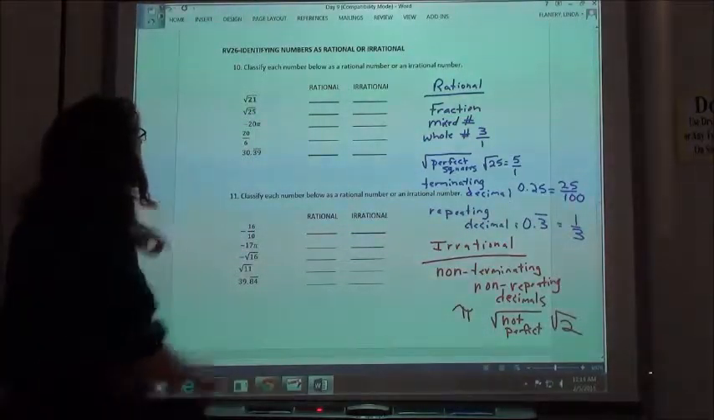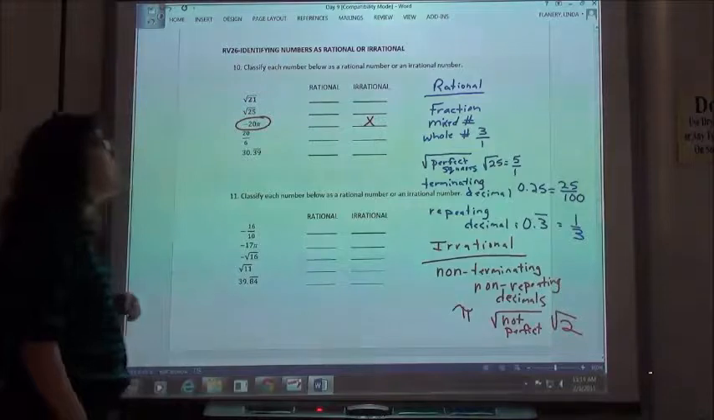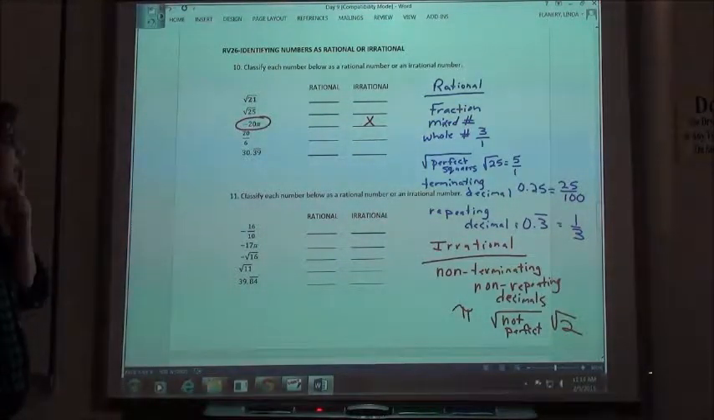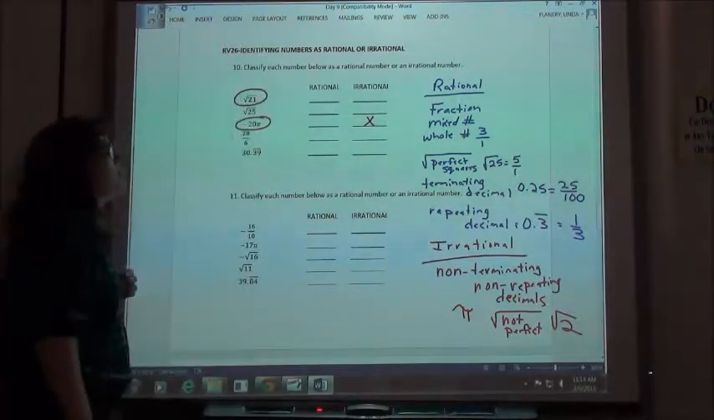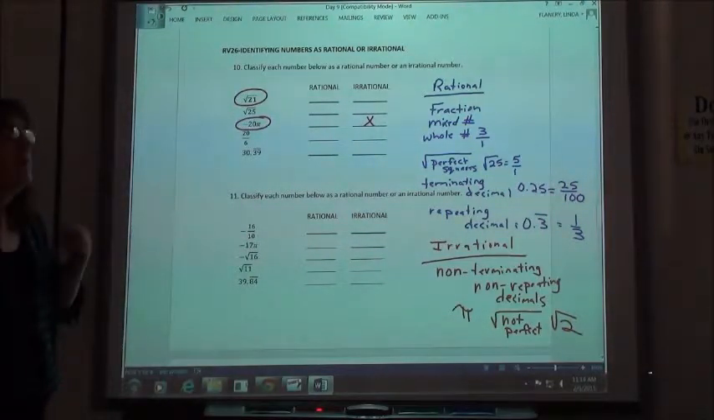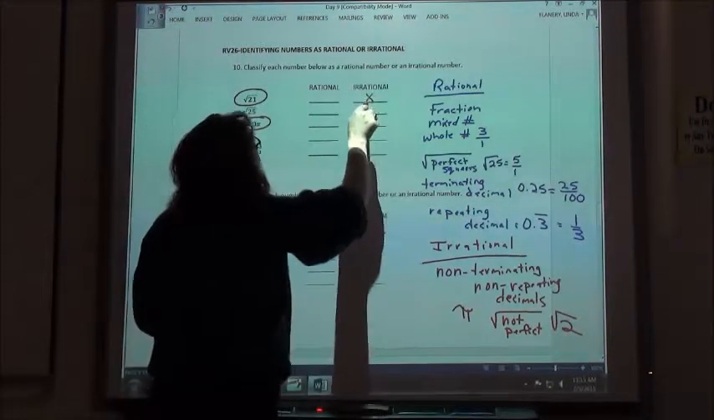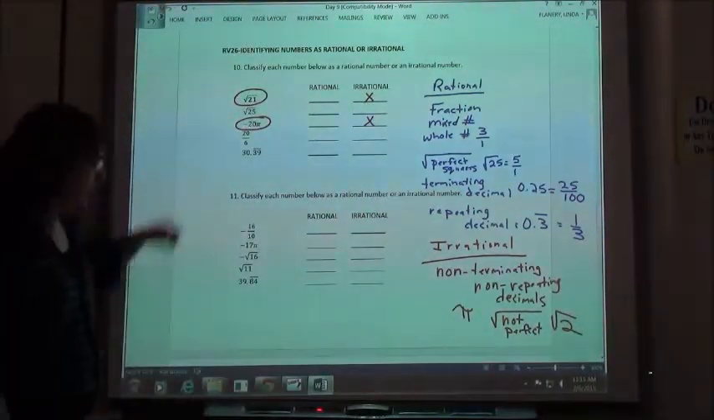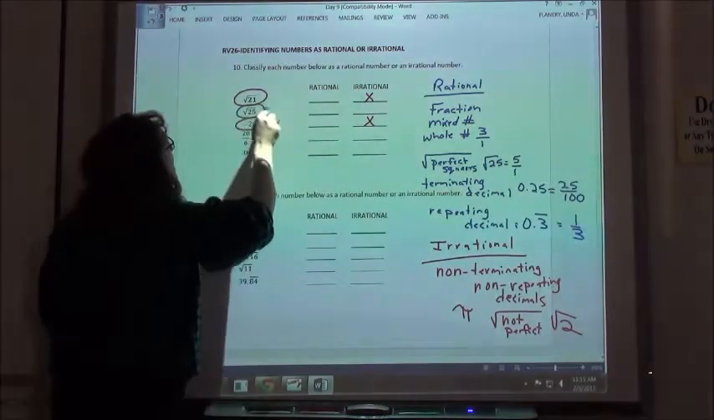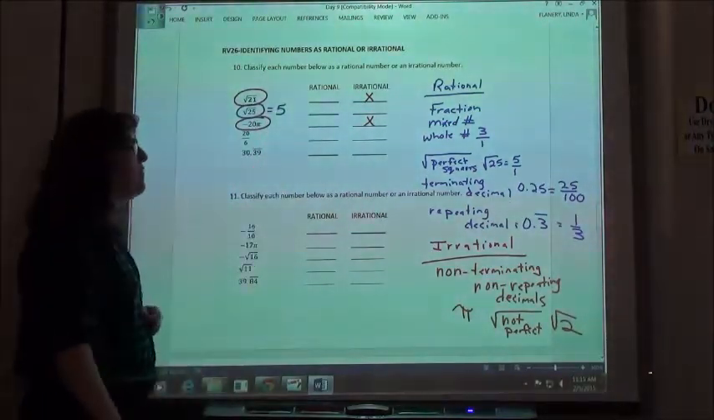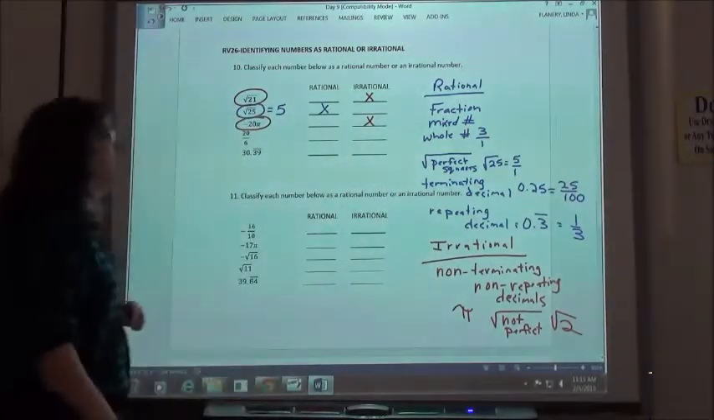So I'm going to look and I say, oh, this one has pi in it. I know anything with pi is irrational. Then I've got a couple with square roots. Square root of 21. If I try to do the square root of 21 on my calculator, I'm going to get a big long decimal number. It's irrational. However, if I do the square root of 25, the square root of 25 on my calculator just gives me 5. 5 is a nice whole number. It's going to be rational.